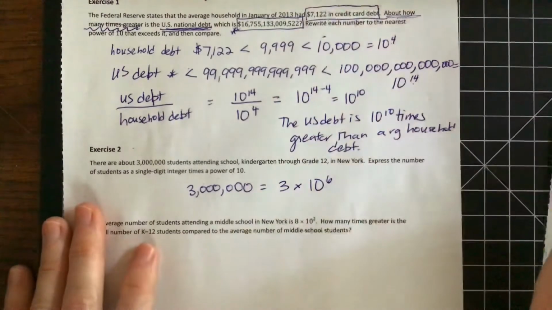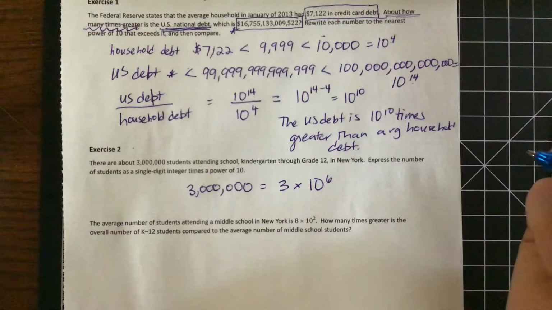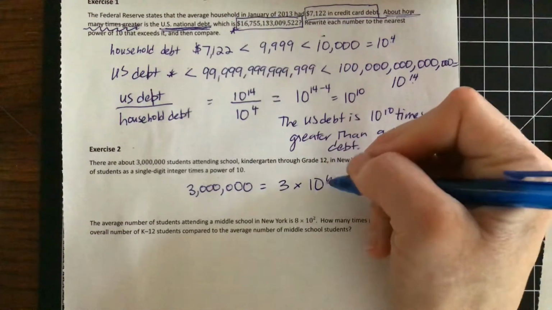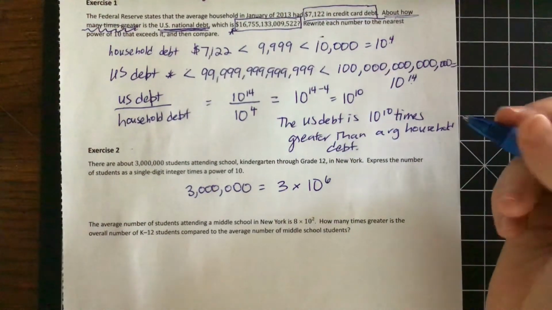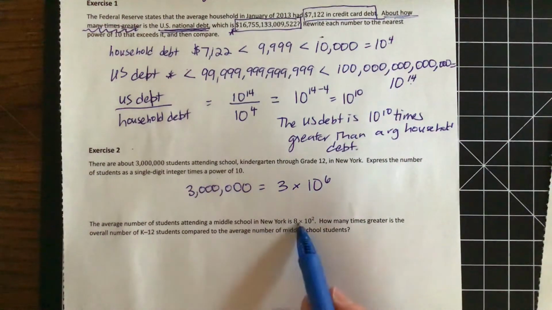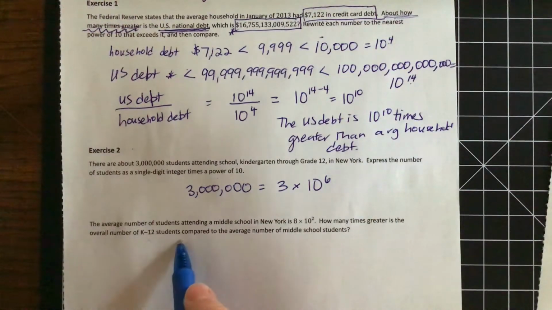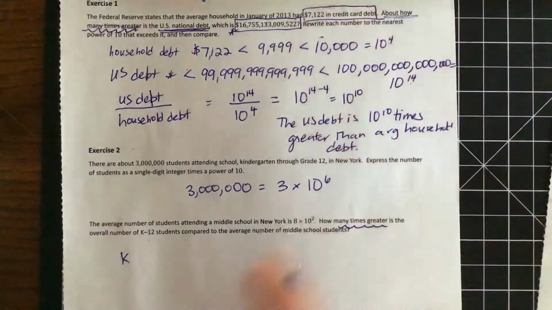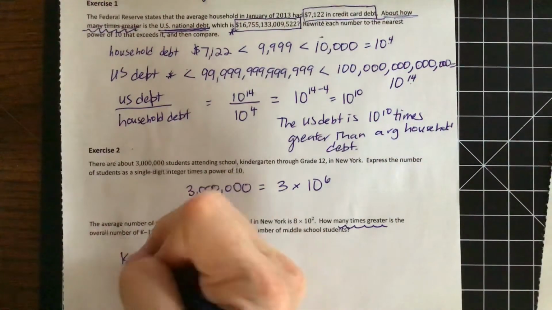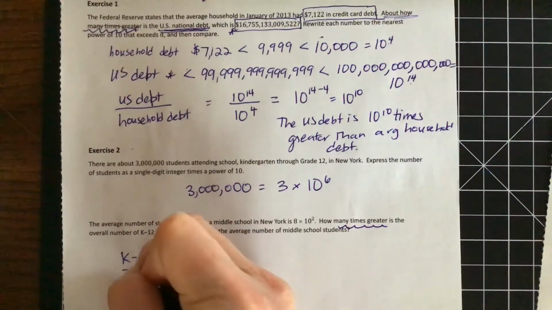You can see it there, 10 to the 6th power. Okay, because 10 to the 6th power is a million, and 3 times a million is 3 million. All right, and so then we have the average number of students attending middle school is 8 times 10 to the 2nd power. How many times greater is the overall number of K through 12 students compared, this is another how many times greater, just like we had up there. So K-12 students compared to the middle schoolers.